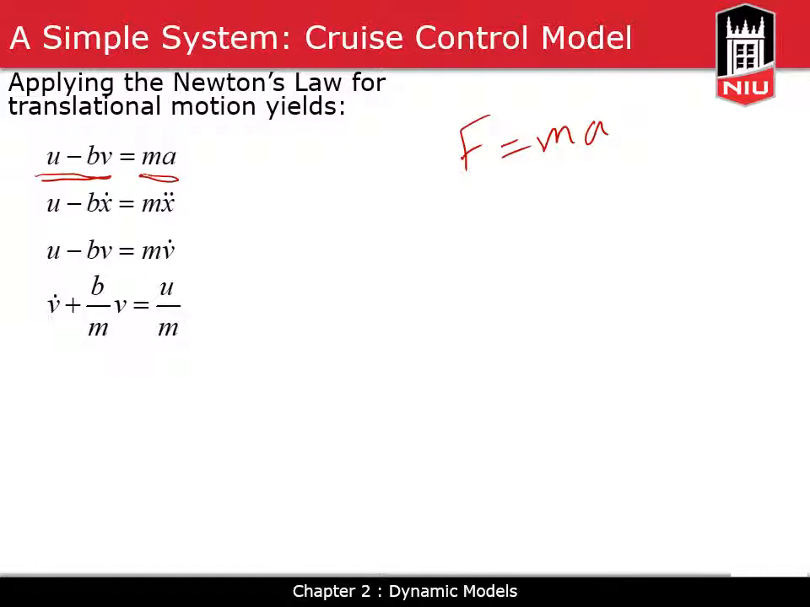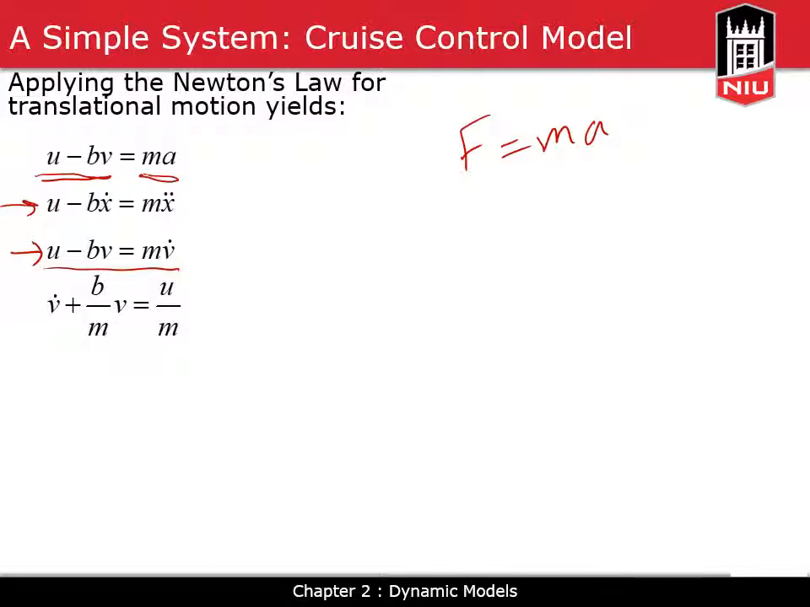So we can rewrite that equation in two different forms that you can see in the second line or the third line. We're going to go with the one in the third line, because that is the one that has our variables, the input variable u and the output variable v. Remember, we picked the output variable to be v.